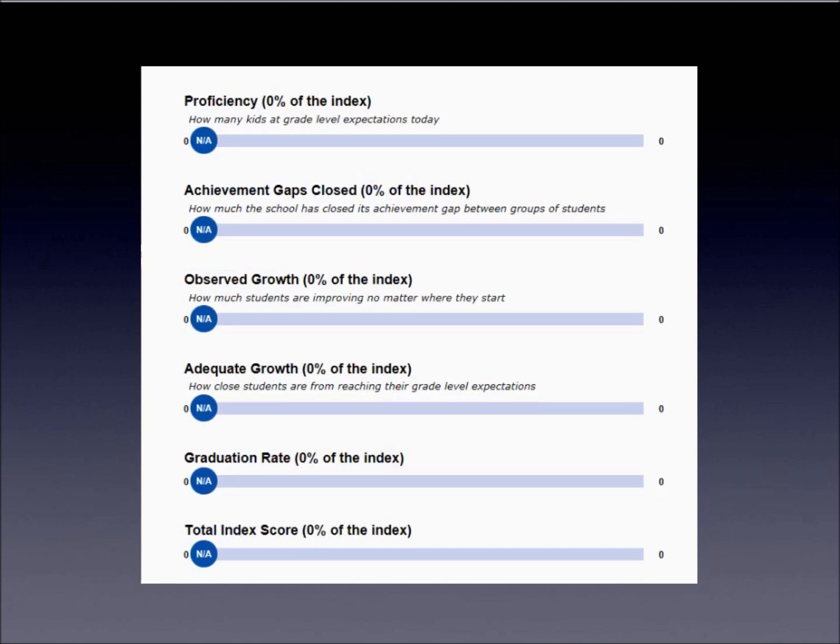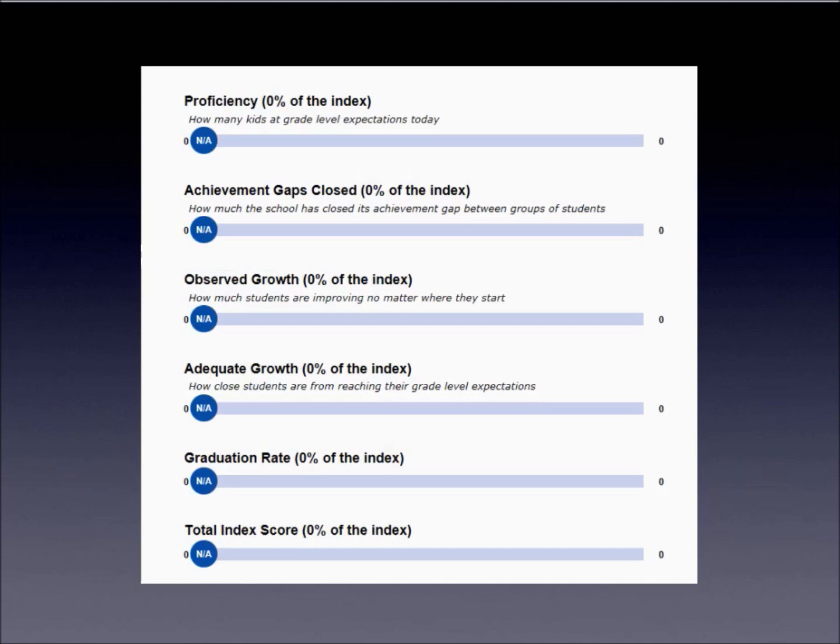Observed growth, that's how students are improving no matter where they start from. So if you have a lot of novices in some grade or in some area of your school population, and those novices improve to partial mastery, you get credit for that in terms of index points now.